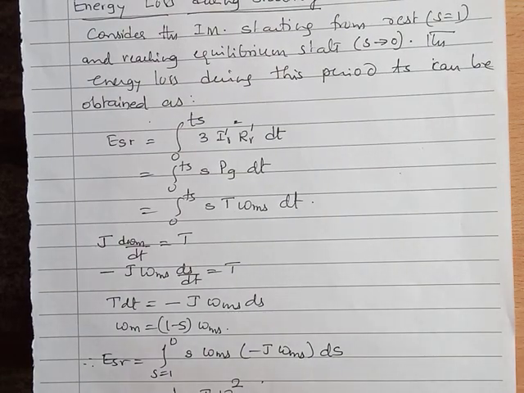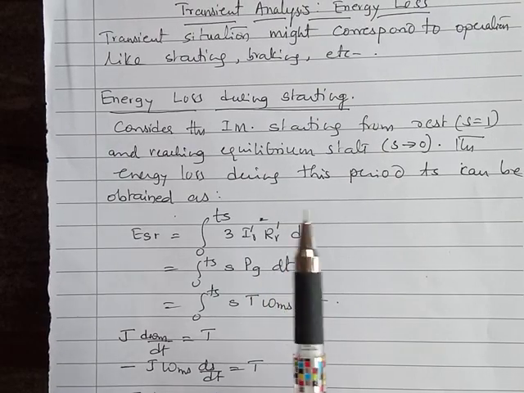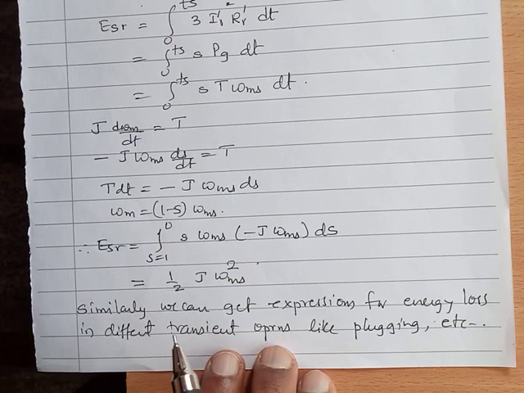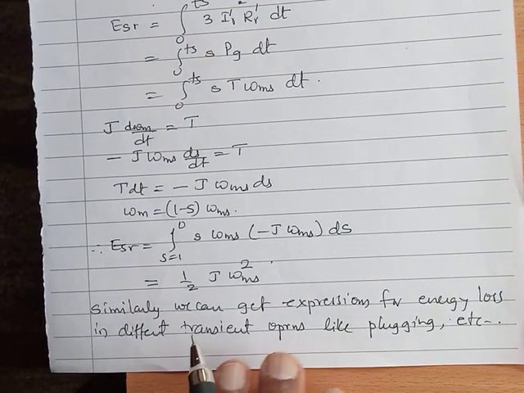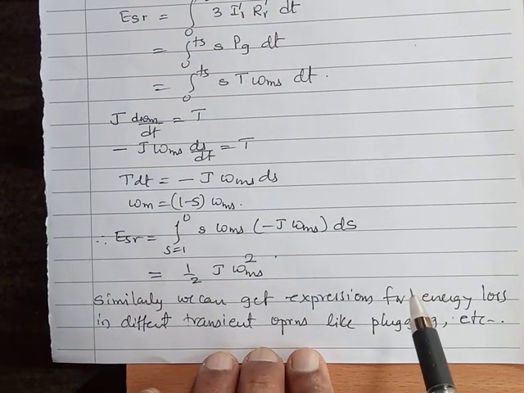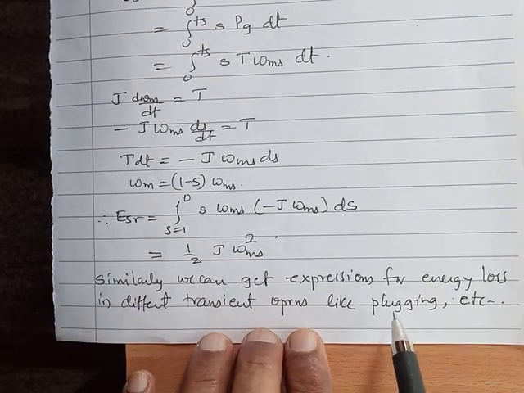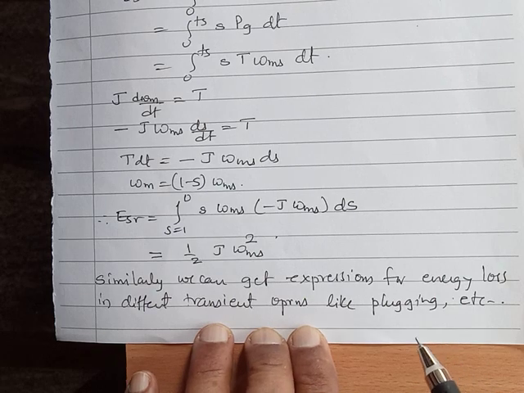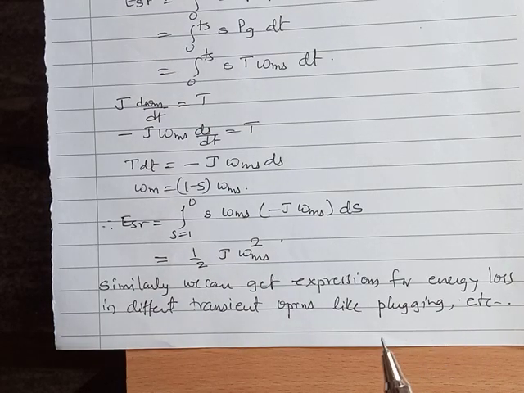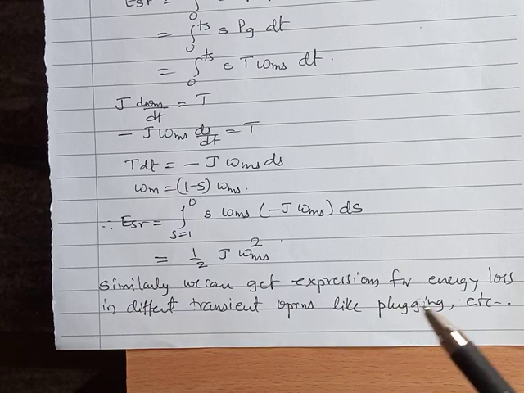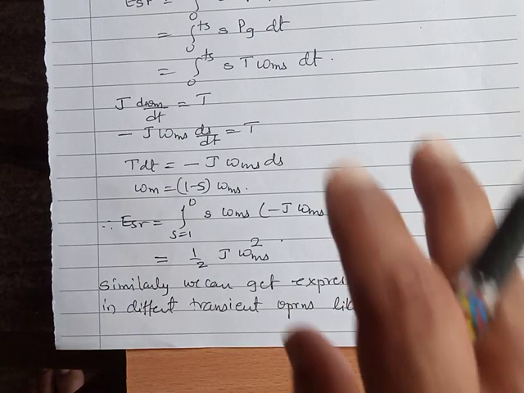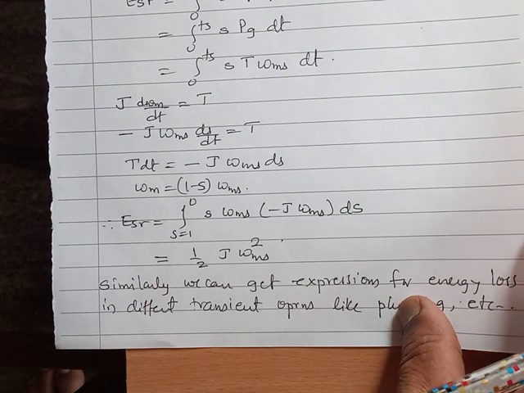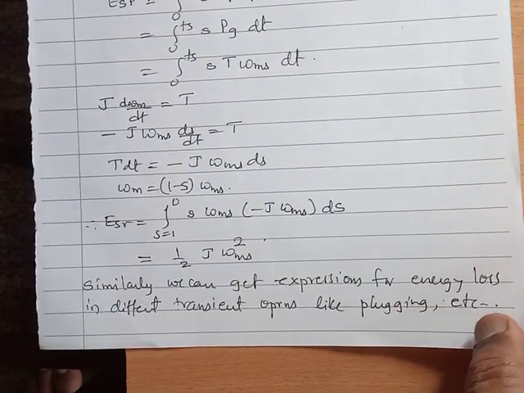So this way, here we found during one transient activity, that is starting. This way we can find in different transient activities the energy loss, like during braking, and it can be different types of braking like plugging or rheostatic braking, etc. Even the deceleration and acceleration events also, we can do such analysis. This is how the transient analysis is attacked.